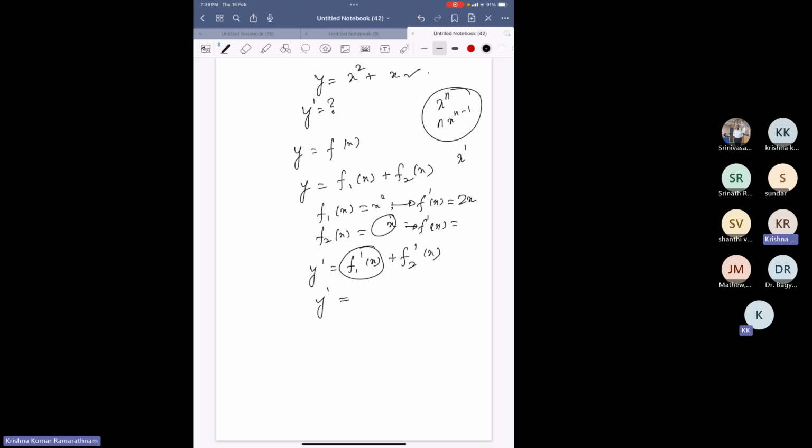How is it x? So 1 is coming down. So 1 into x power n minus 1. n minus 1 is 0. So x power 0 is what? 1. X power 0 is 1. So this will become 1. So then I add it together. So 2x plus 1. That's all.